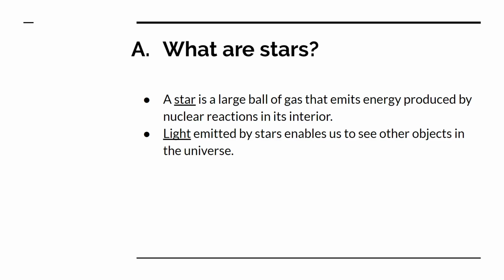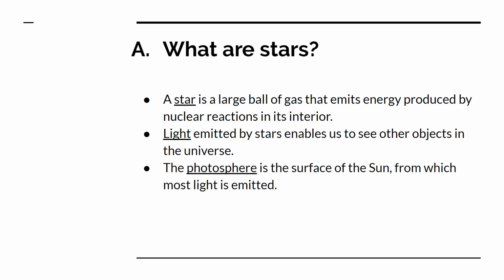Now, the light emitted by these stars enables us to see other objects in the universe. We don't see the sun because light is hitting it. We see the sun because it's giving off light. And the part of the sun that is giving off light is called the photosphere. And that's just, it's like the surface of the sun. The sun doesn't really have a surface, but if it did have one, it would be the photosphere.